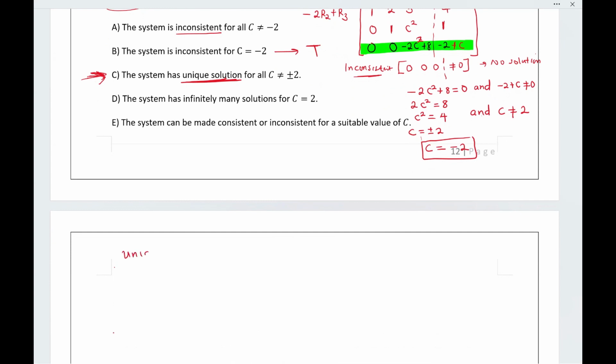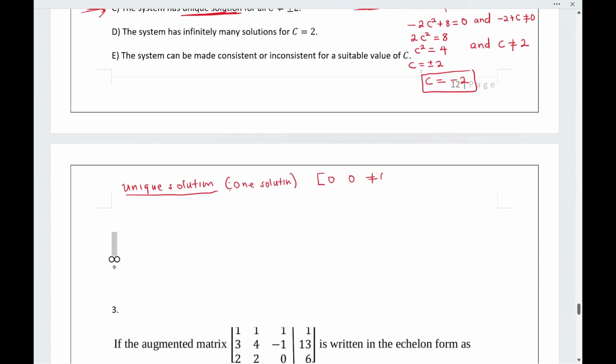So unique solution. For unique solution, which is the same thing as one solution, all you need to check is that the last row of your matrix, your echelon form, has this last guy that should not be 0. That is the most important thing. The most important thing is the last entry should not be 0. That is the entry in the third column.